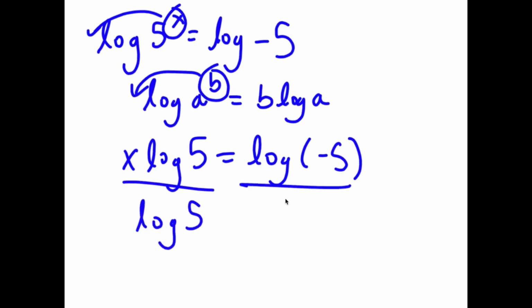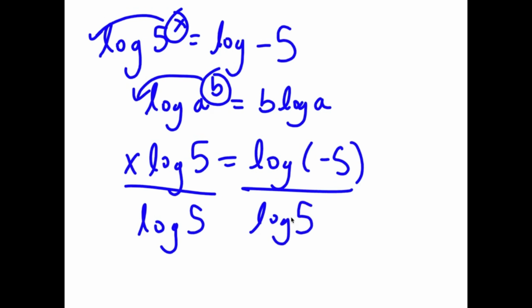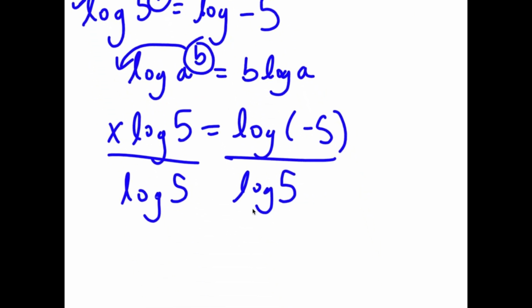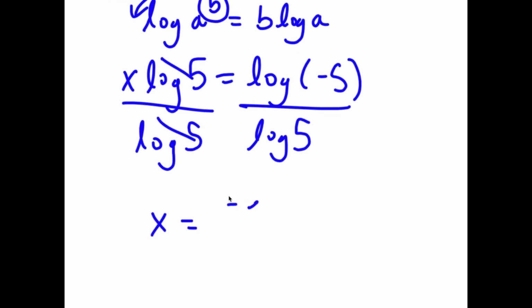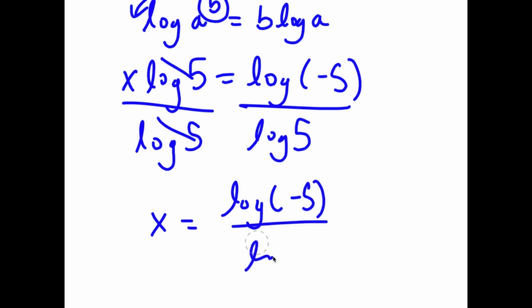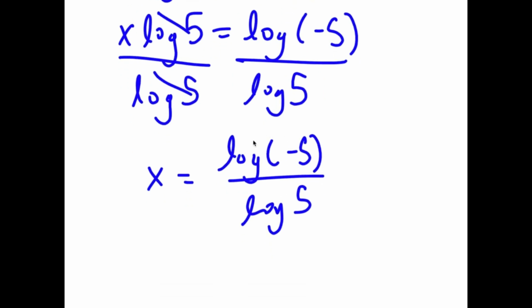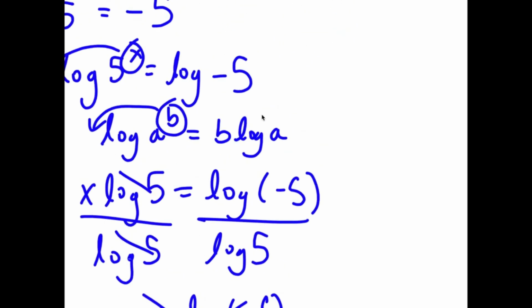And now if I divide both sides by log 5, these two cancel out, and I get x is equal to log of negative 5 over log 5. Well, the only problem is that log of negative 5, well, you can't take the log of a negative number, so this is wrong.